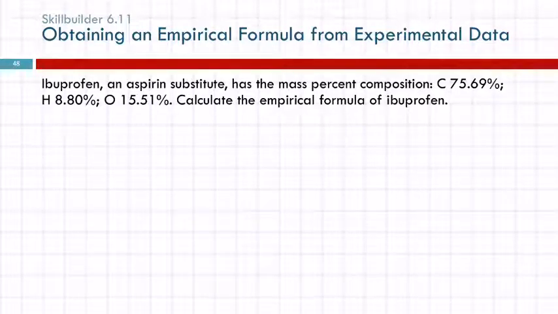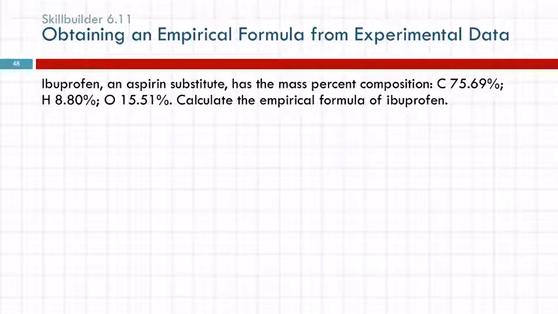We make it easy on ourselves and we say, well, if I had 100 grams of ibuprofen, how many grams of carbon would I have? 75.69. So what you do is you just choose a sample size of 100, and then the percentages are equal to the grams. So essentially you can just take that percentage and switch that unit percent to grams.